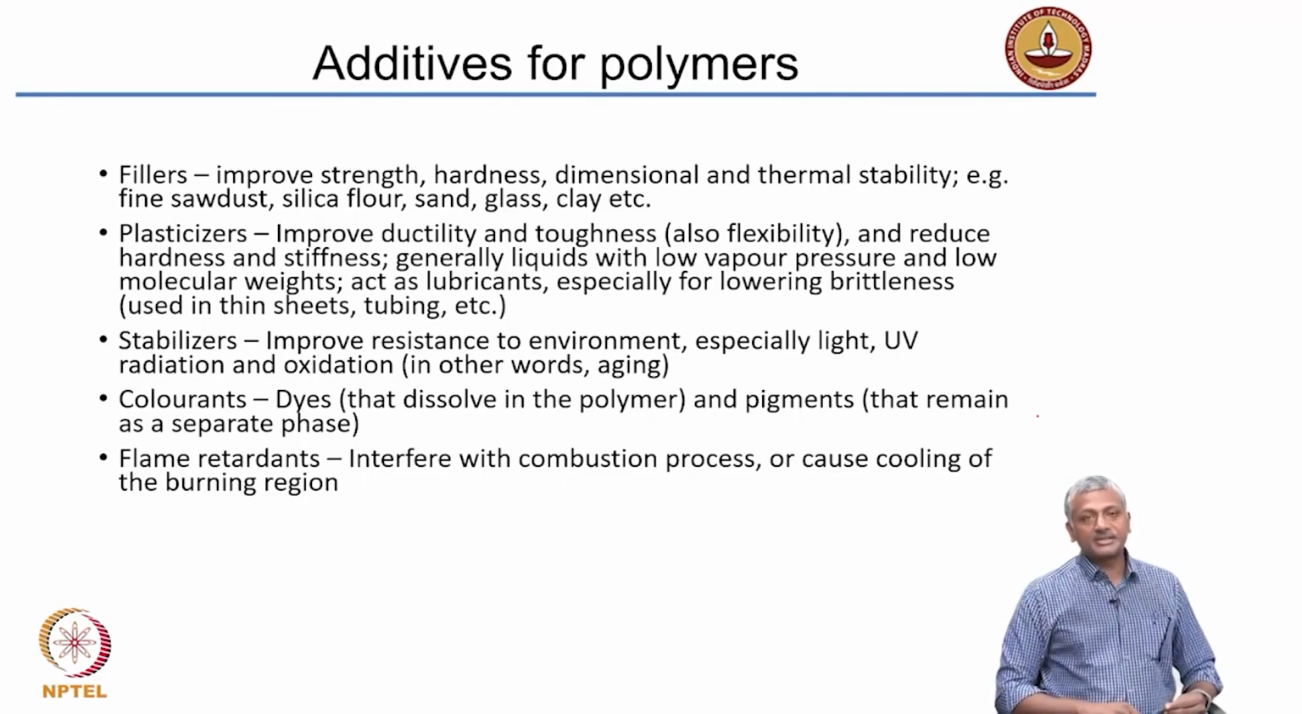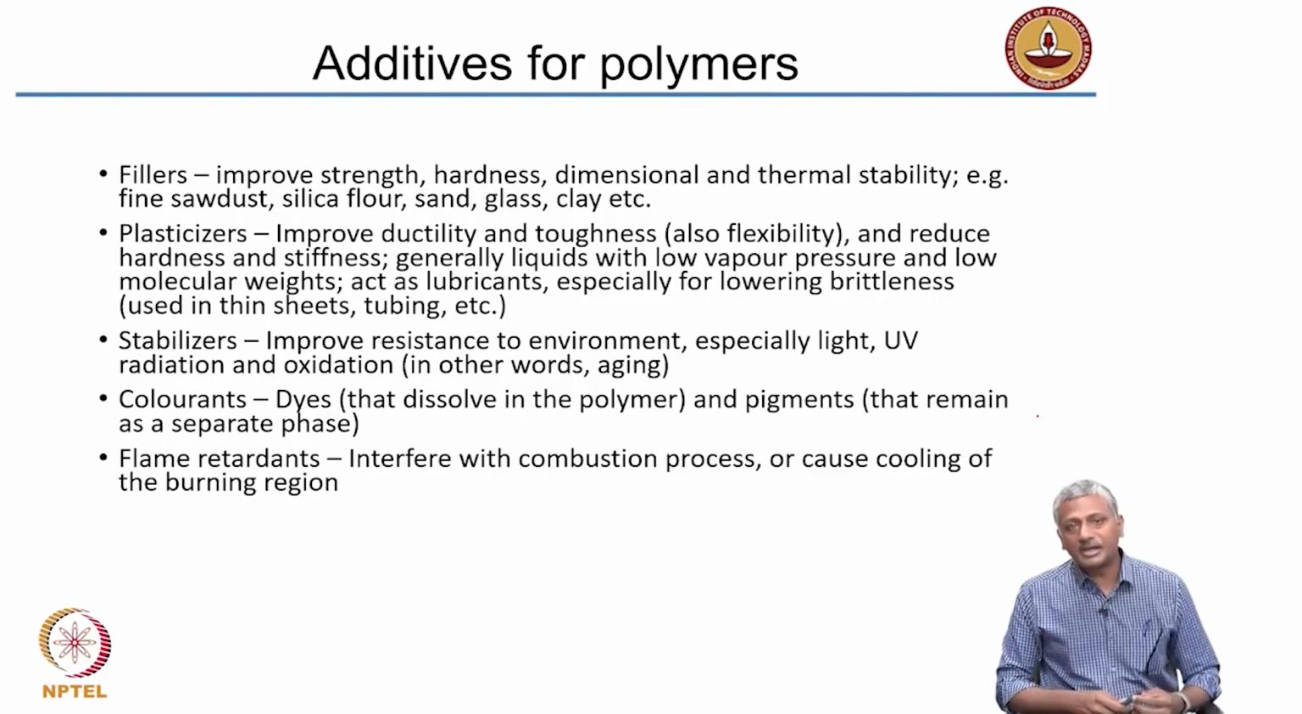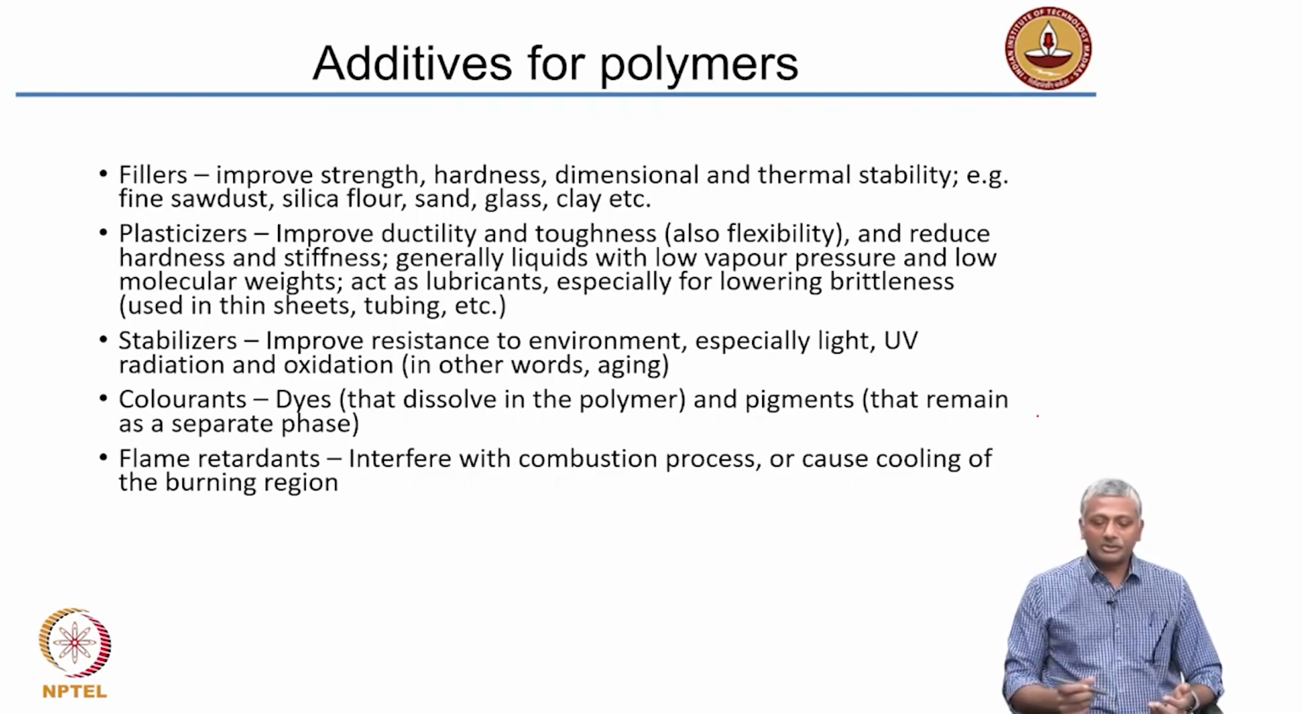Stabilizers basically improve the resistance to the environment, particularly we are talking about ultraviolet radiation. Most polymers will degrade, actually all polymers will tend to degrade when they are exposed to sunlight, when they are exposed to ultraviolet radiation. That is basically the process of aging of the polymer itself, and stabilizers help to prevent that aging to some extent. Sometimes you can color the polymers differently. You can have dyes and pigments that are added to the material to give different colors, and in some cases you may want to put flame retardants which can reduce the effect of fire on polymers.